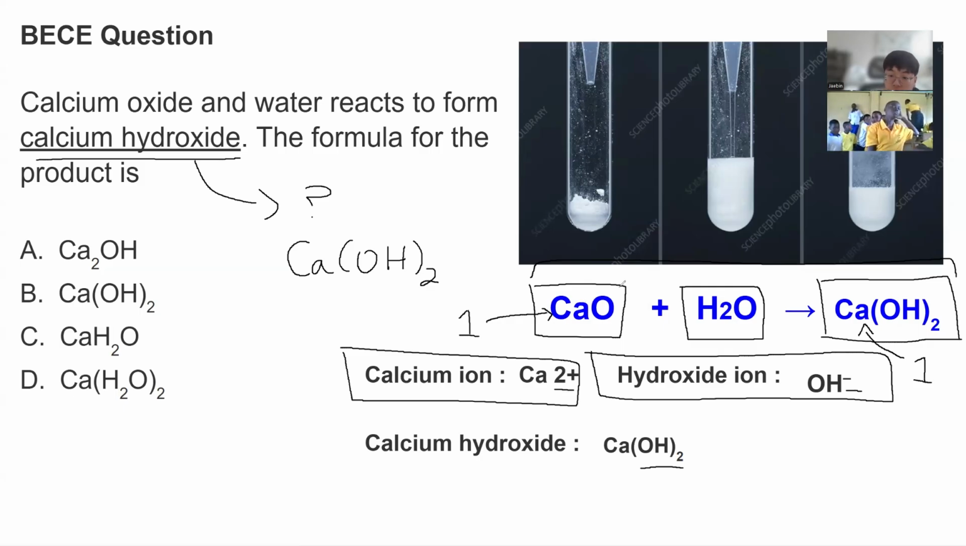How about oxygens on the left, on the reactants? One oxygen? Do you say one oxygen? There are more than one. How many do you think on the left side?